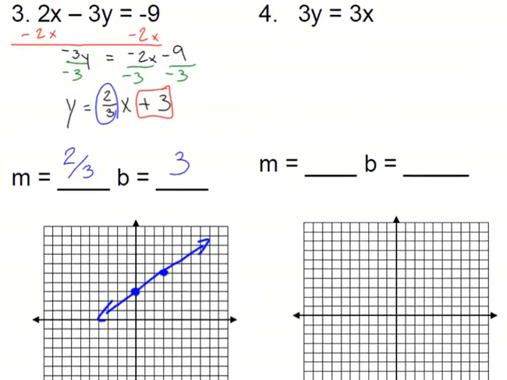Example number 4 here, a similar type process. I have to get the y all by itself, so I'm going to divide both sides by 3. So here I have y is equal to x. My slope is always the number that's in front of x. Well, if there's not one, it's understood that it's 1. So my slope is 1, and my y-intercept is the number being added. In this case, it would be 0.